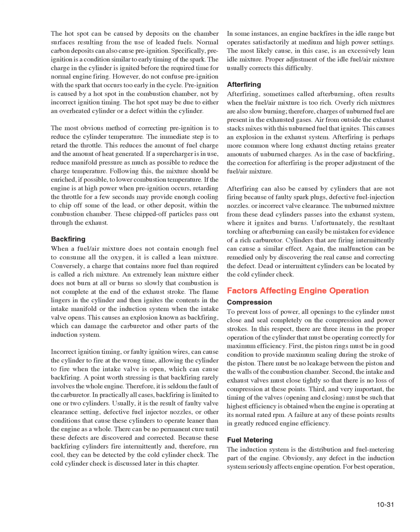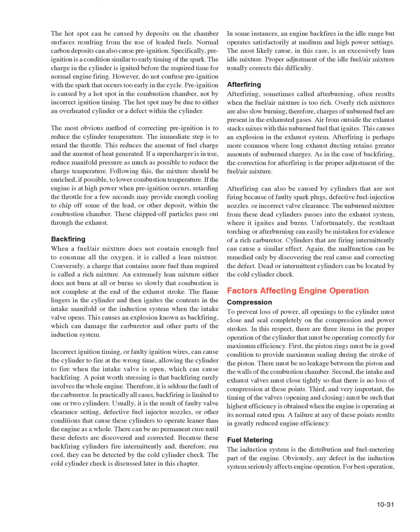However, do not confuse pre-ignition with the spark that occurs too early in the cycle. Pre-ignition is caused by a hot spot in the combustion chamber, not by incorrect ignition timing. The hot spot may be due to either an overheated cylinder or a defect within the cylinder. The most obvious method of correcting pre-ignition is to reduce the cylinder temperature.